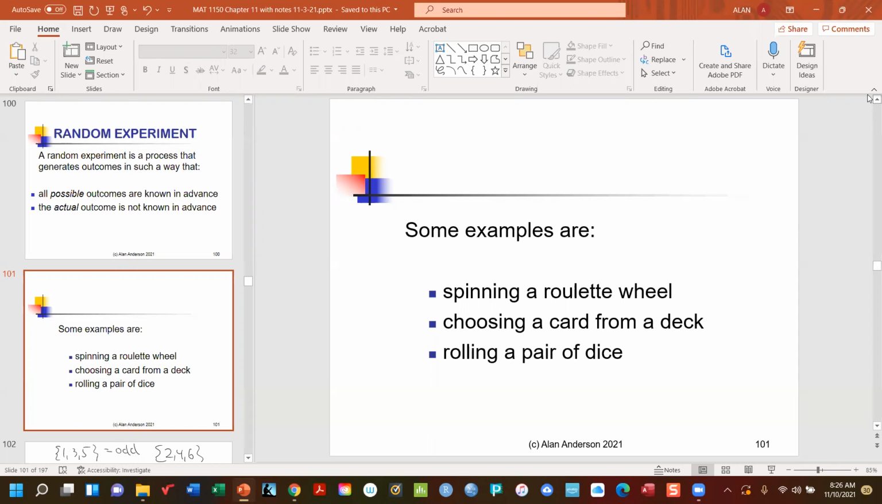All right, now hold on a second. I have to find my stylus here. There it is. Okay. All right, so let me just make a note here.